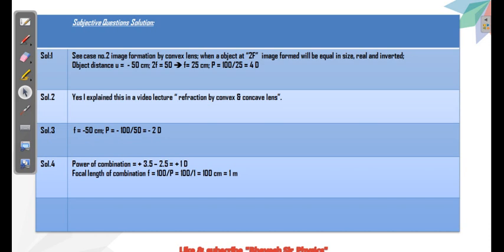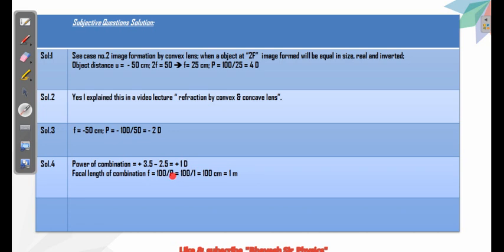Now plus denotes that the combination will behave as a convex lens. So the power of the combination is plus 1 diopter. Now you can determine the focal length, which is equal to 100 divided by power in diopter. So put it here and you will get 100 centimeter or 1 meter. So this is the answer.